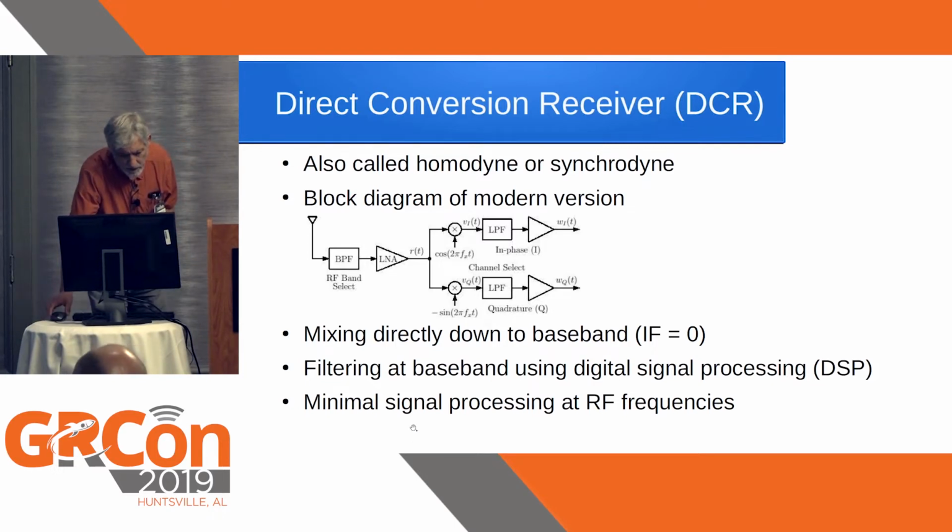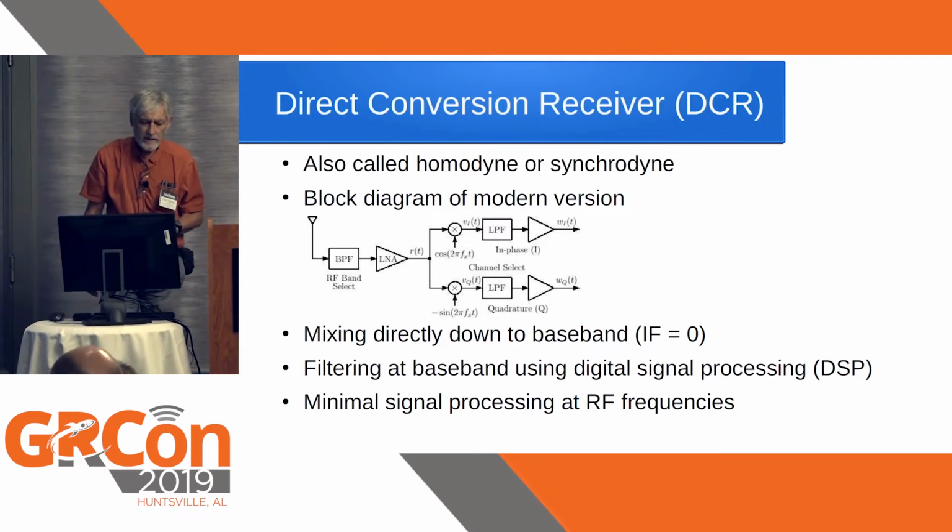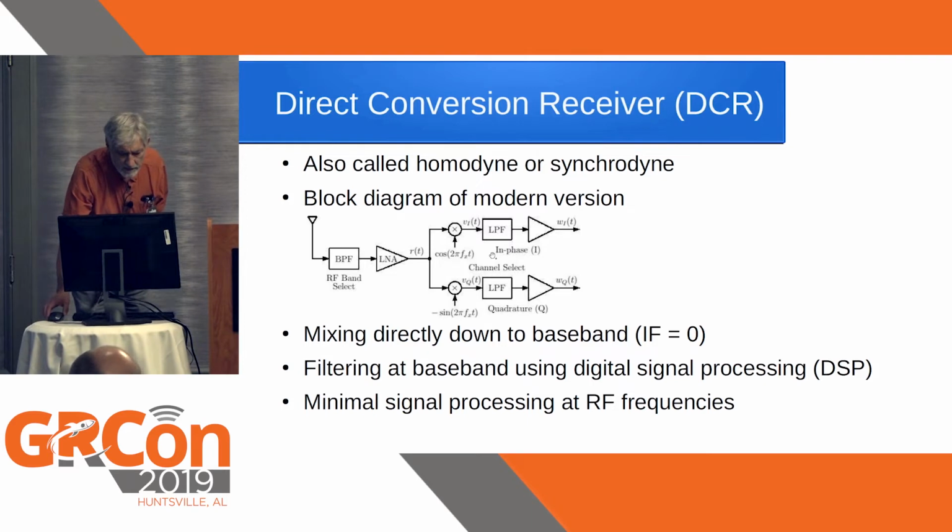Here is a block diagram of the modern version. So you have also the front end with a bandpass filter and low noise amplifier, but then you mix down directly to baseband using a cosine and a sine as the local oscillators, and that gives you the I and Q outputs of the IQ signal that you get in the end, the in-phase and quadrature signals. So you mix down directly to baseband.